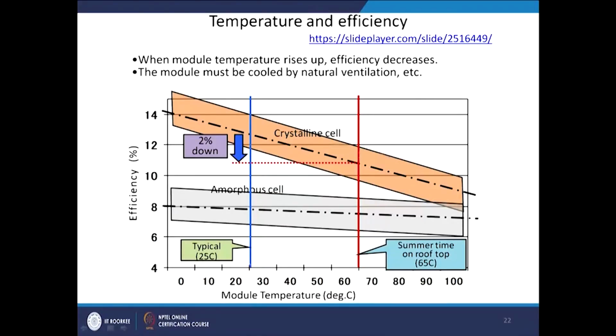Say at a typical 25 degree centigrade, an amorphous silicon PV cell has around 8% efficiency. At 65 degree centigrade, which is available in some places during summer at the rooftop, it is slightly less. For a crystalline cell, if it is around 13%, here it comes down to say 11%. So, 2% down due to the increase in temperature from 25 to 65 degree centigrade. That way we have come to know that the efficiency of a PV cell can change with the increase in temperature.